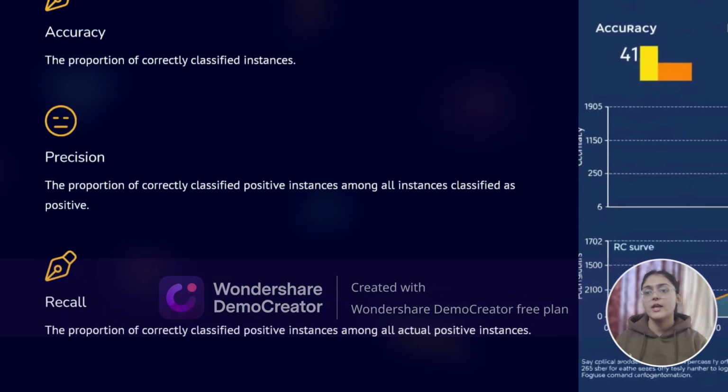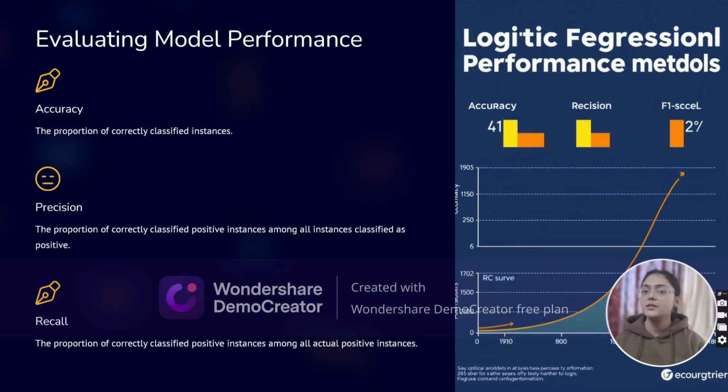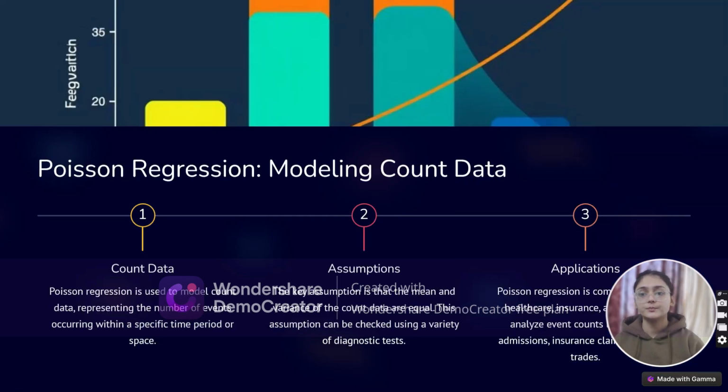Evaluating model performance. Accuracy, the proportion of correctly classified instances. Precision, the proportion of correctly classified positive instances among all instances classified as positive. Recall, the proportion of correctly classified positive instances among all actual positive instances.